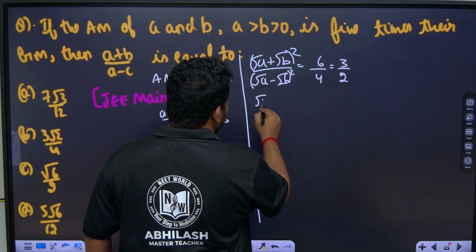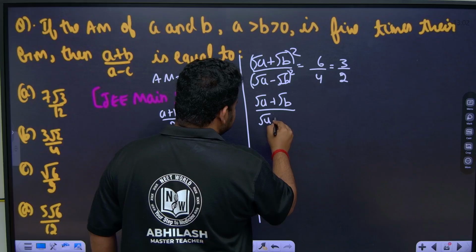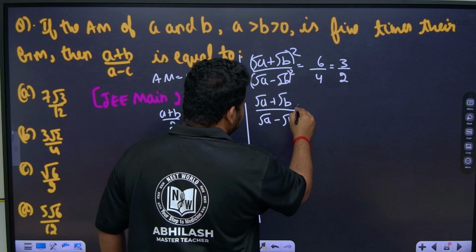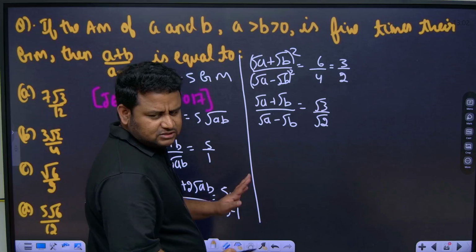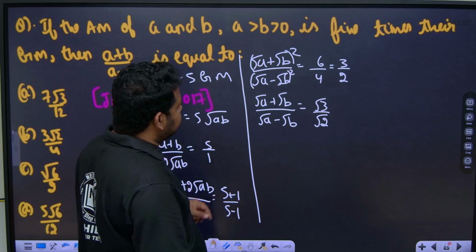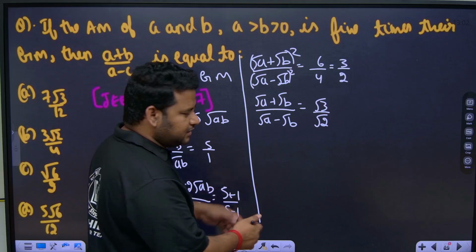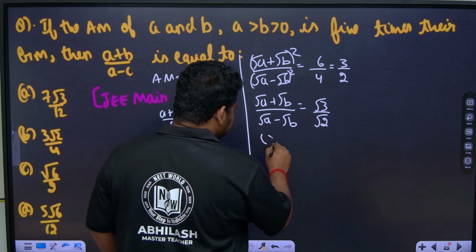I will take it as (√a+√b)/(√a-√b) is equal to √3 by √2. Don't take plus or minus, √3 and √2. Now I still have not got this. I have it in terms of root. Again I will apply what I applied here, C and D. Here again I will apply C and D.